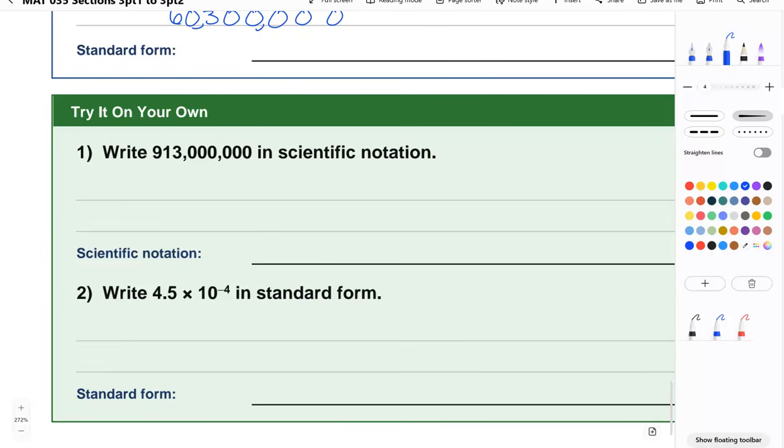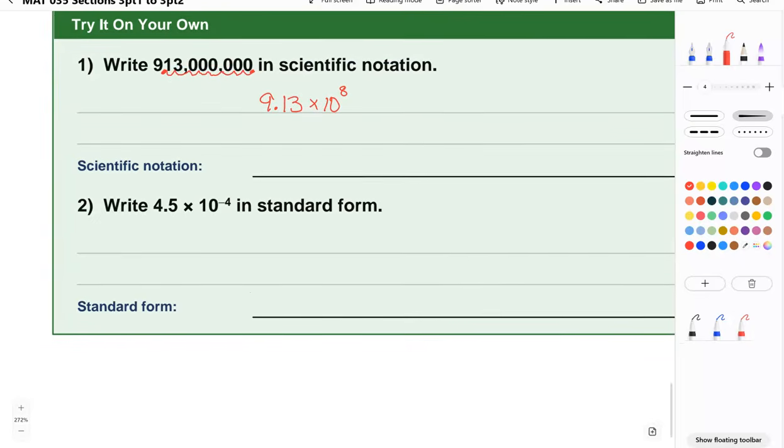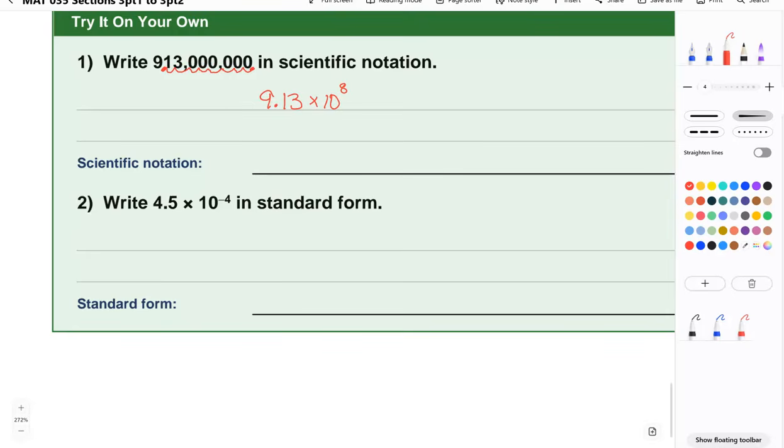The next one is 913 million. I want to write it in scientific notation. The decimal is understood to be at the end. So I'm going to move it 1, 2, 3, 4, 5, 6, 7, 8 times. So remember, we want one number in front of that decimal. And since this is a super big number, I'm going to use a positive exponent. So it's 9.13 times 10 to the 8.